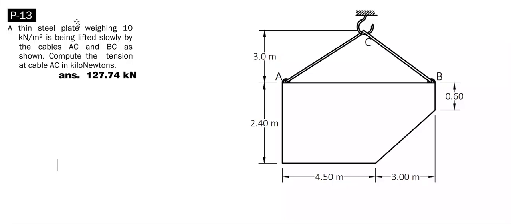In this problem, we are given a thin steel plate weighing 10 kilonewtons per meter squared that is being lifted slowly by the cables AC and BC as shown. We are tasked to compute the tension at cable AC in kilonewtons.